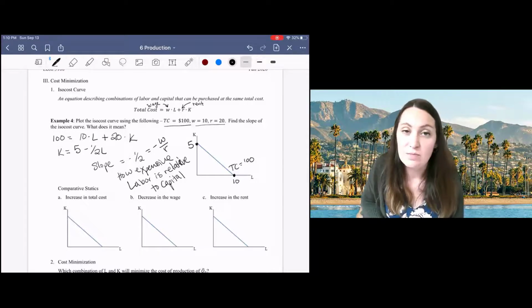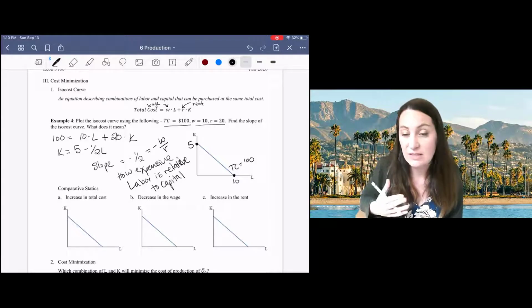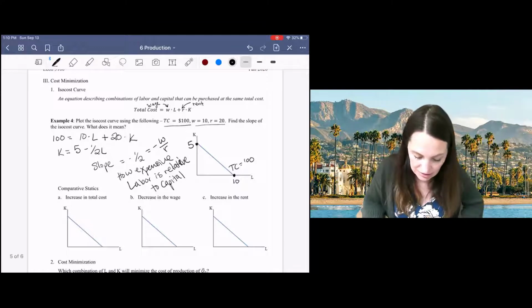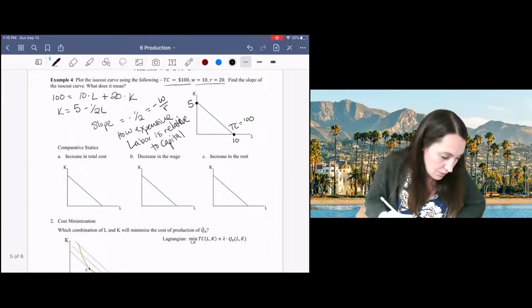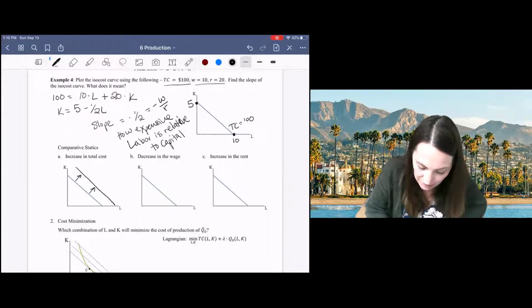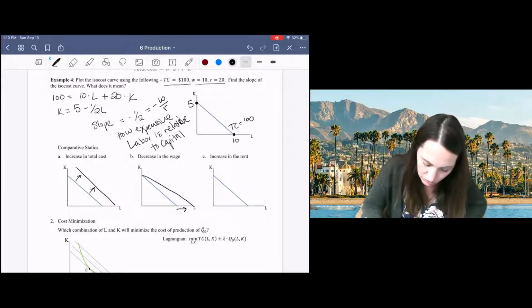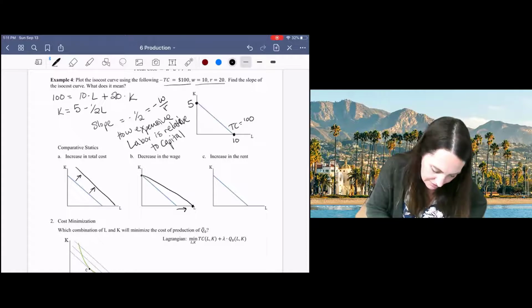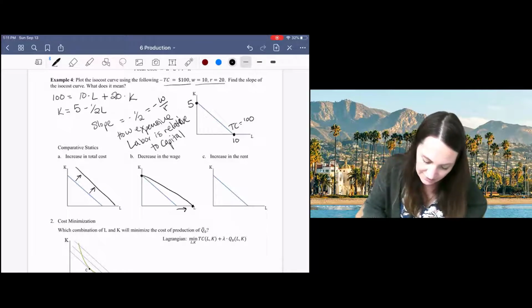And we can look at the comparative statics of our isocost curve just the exact same way that we did for the budget constraint in the consumer choice problem. We could have an increase in total cost, total spending on our inputs, which would shift our isocost curve out. We could have a decrease or increase in the price of one of our inputs. So here we have a decrease in the price of the wage, which would lead to the ability to purchase more labor, but of course the same amount of capital. Or if we had an increase in the rent, we would be able to buy less capital, but the same amount of labor as before.